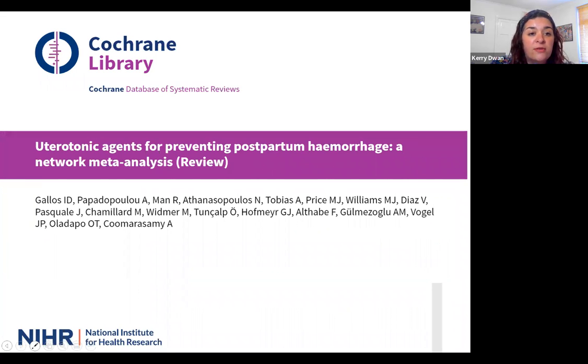So the example I'm going to go through is uterotonic agents for preventing postpartum hemorrhage. This was updated to include a large WHO trial, and it was funded by the NIHR. And it had a mix of clinical, methodological, and statistical experts. And the literature search was performed by an information specialist. So it is important to have expertise on the team.